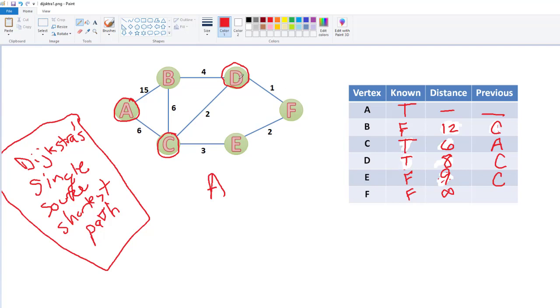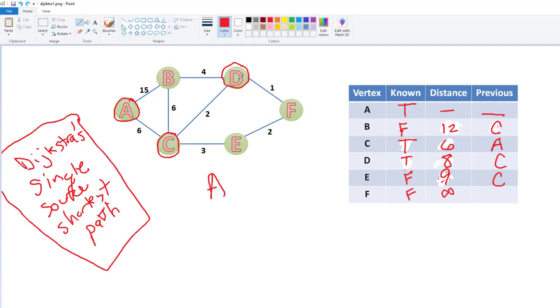So now let's look at D. D looks at its connection with B, and D has 8, and then 4 more is 8, 9, 10, 11, 12. We look that B already has 12, and that doesn't improve it. So if it ties and it does not improve it, we don't update it. If it were to say 11, we would update this and say, oh yeah, B comes from D. But since it didn't improve it, it wouldn't matter, so we don't update it. That's how the algorithm works.